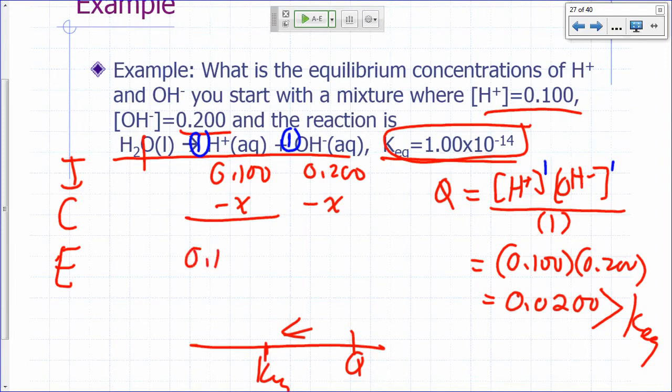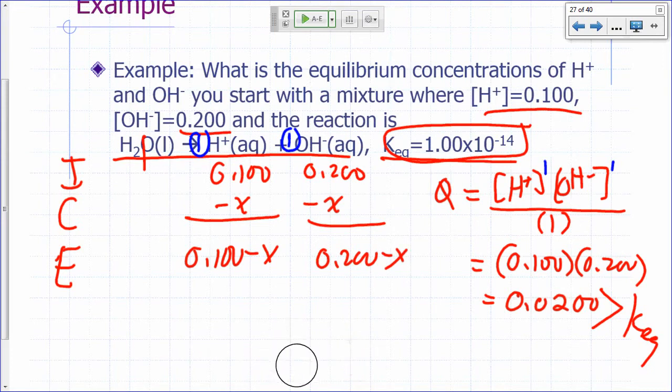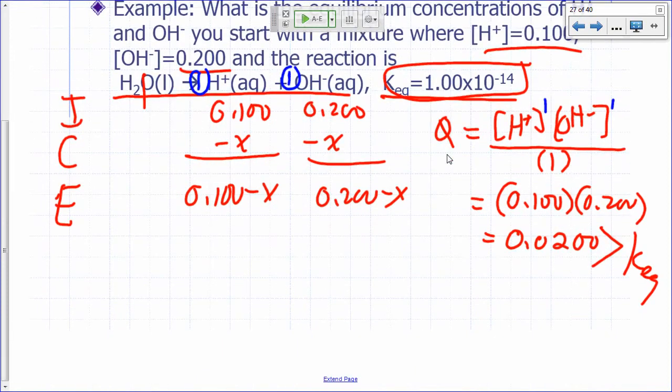This is going to be 0.100 minus X for H plus and 0.200 minus X for hydroxide. Now, can I make a simplification here? What is this KEQ? Is this considered a very big number, a very small number, or somewhere in between? A very small number. So it favors what? At equilibrium, it strongly favors reactants, right? So one of these two is going to get used up, right? Which one do you think is going to get used up?